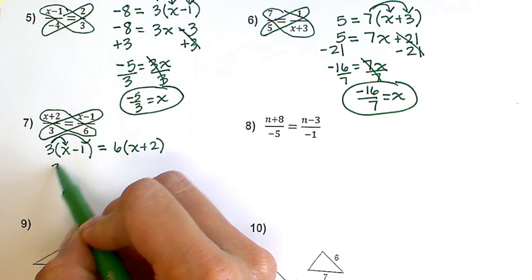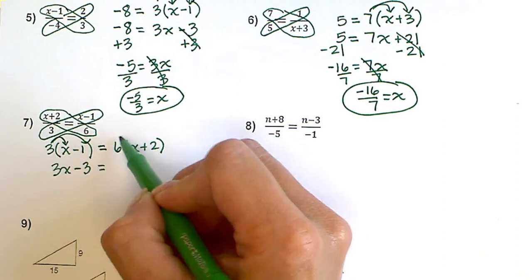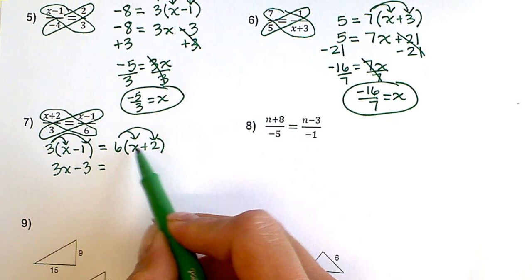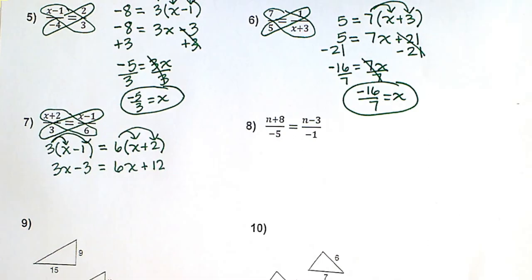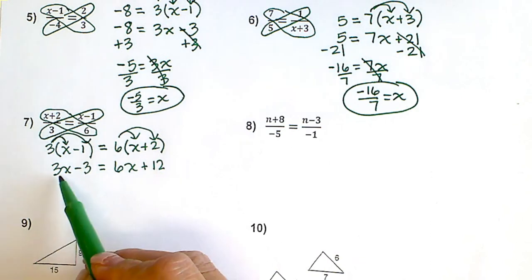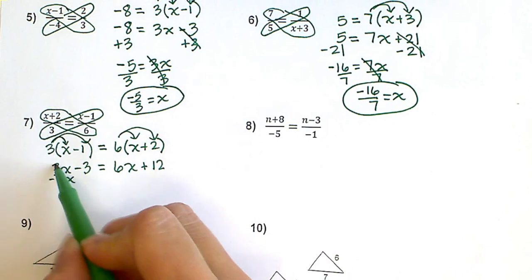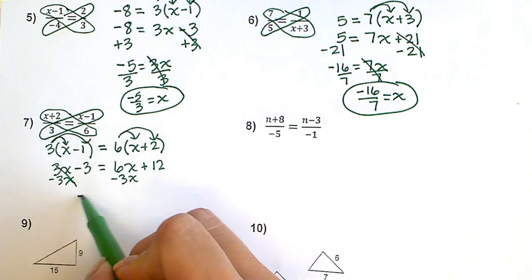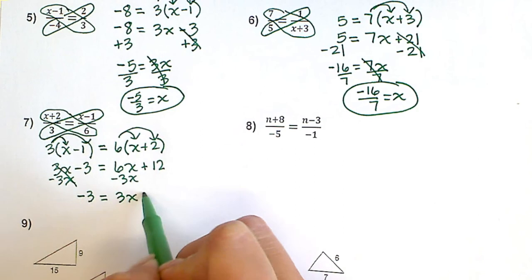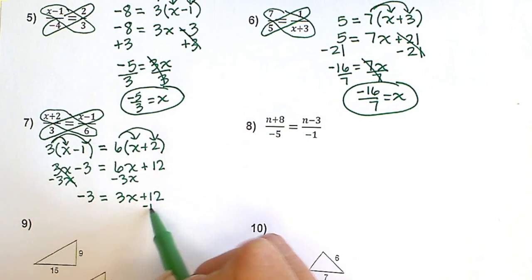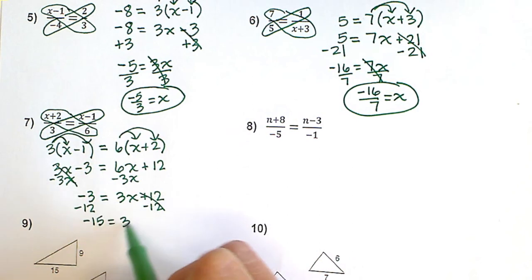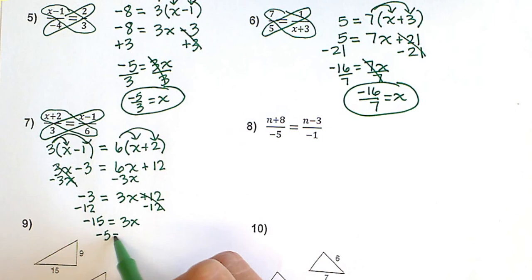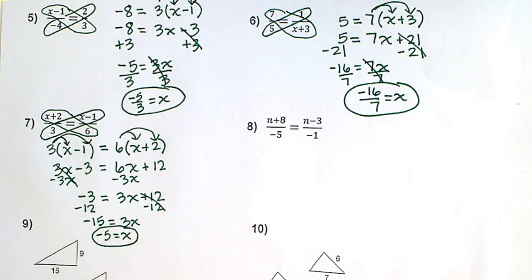So we get 3x minus 3 equals, and I encourage you to still draw your arrows so you don't forget, 6x plus 12. Now we are going to move the variables to each side. I'm going to move the 3x over here, so subtract 3x, and I get -3 equals 3x plus 12. And now I will subtract 12 to the other side, and I get -15 equals 3x. Divide by 3, -5 is x, is our final answer for number 7.